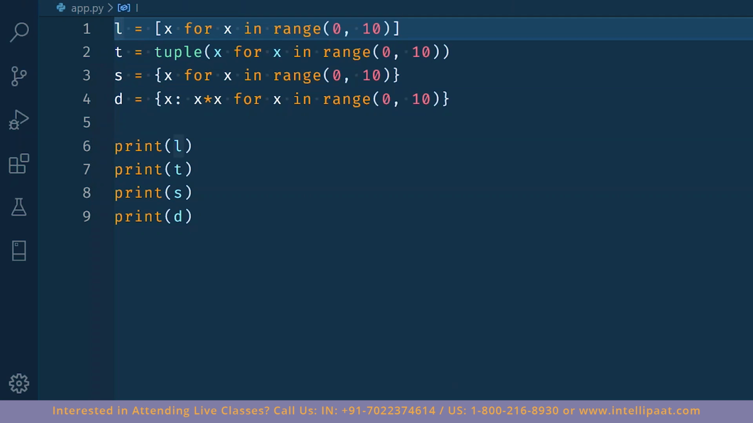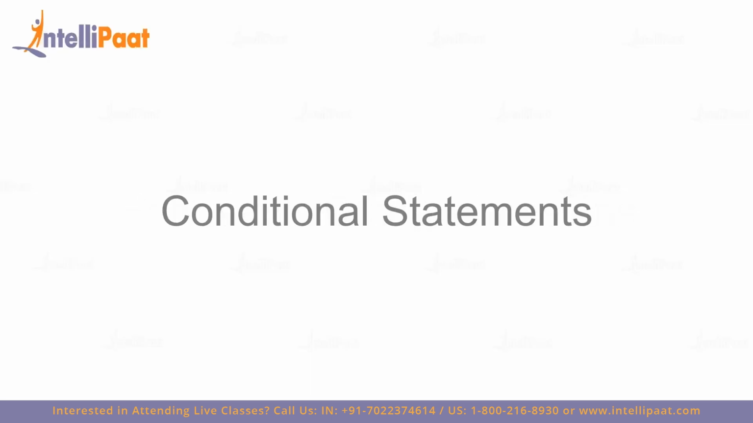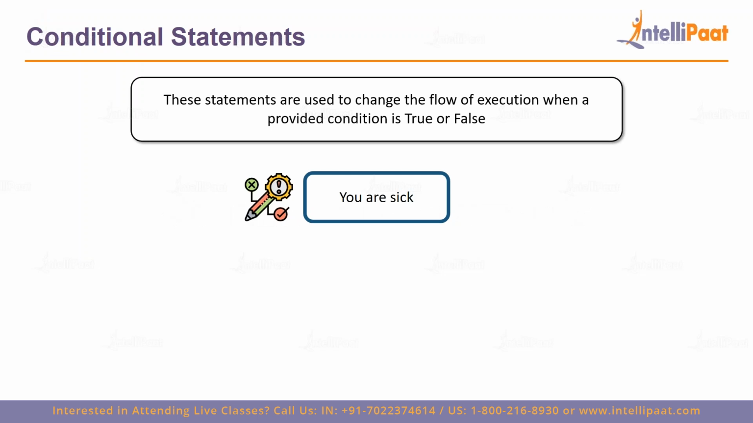Now that that is done, let's see what else we have to do. So now let's take a look at conditional statements. A conditional statement is basically a statement that allows you to change the flow of execution, or the path of execution, when a provided condition evaluates to either a boolean value of true or false.